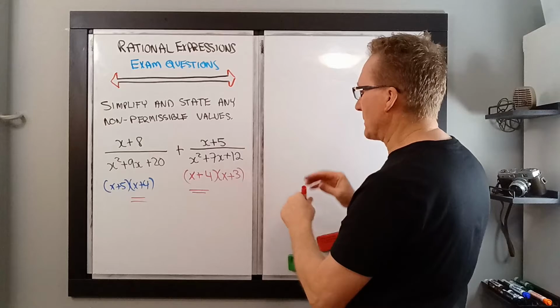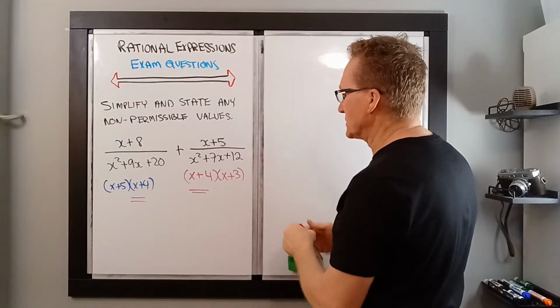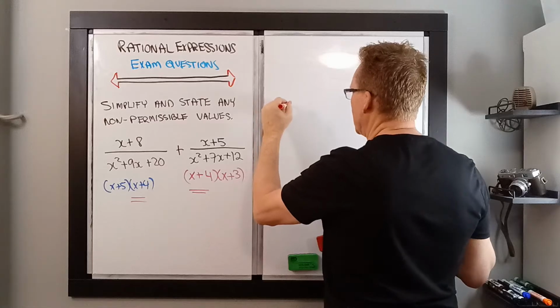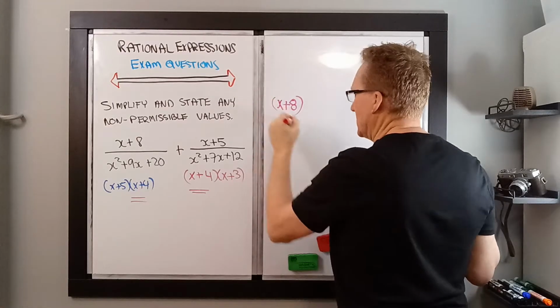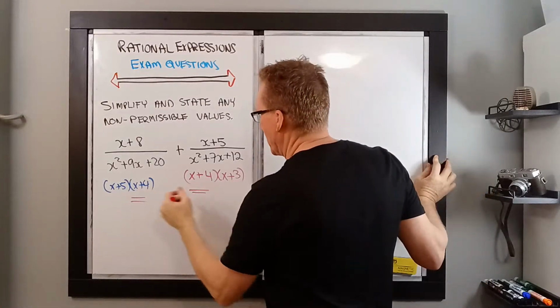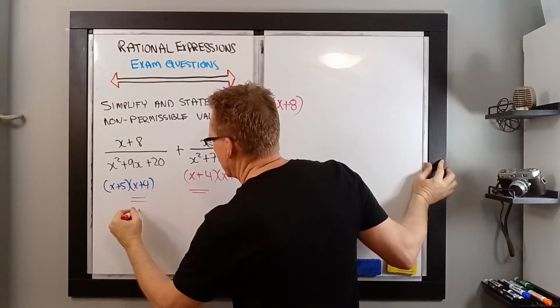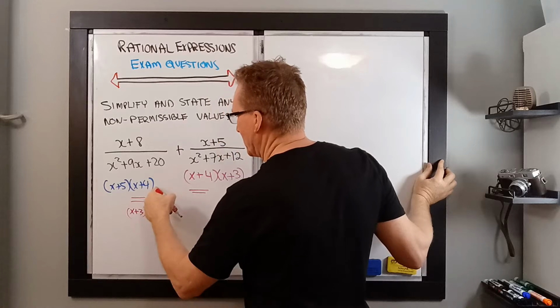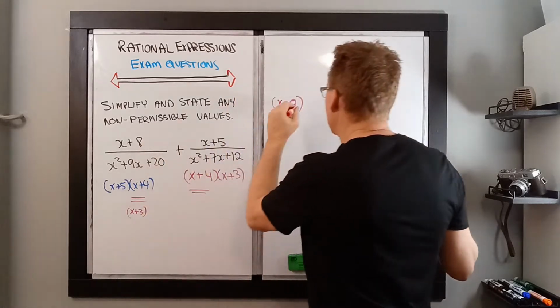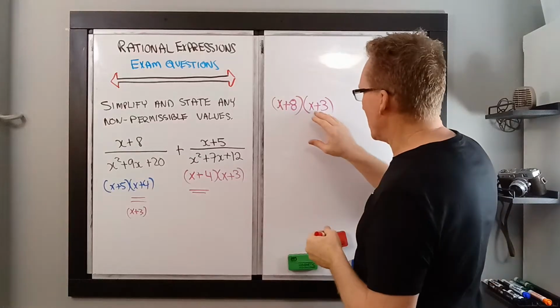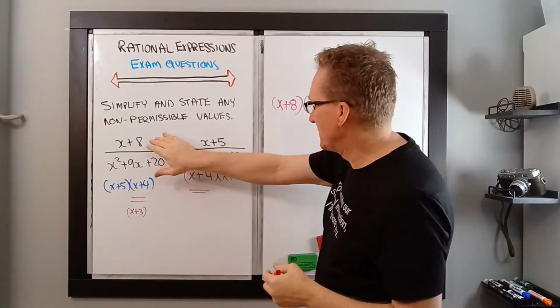I'm going to do that over here, and I'm going to try to do that quite carefully so that you can see what I'm doing. I'm going to start off with this one here. This is x plus 8. Now remember, we wanted the common denominator, which means we're going to have to multiply this by what? x plus 3. So we have to multiply the denominator and the numerator by that. So I'll go like this. That will be our new numerator for this piece over here.